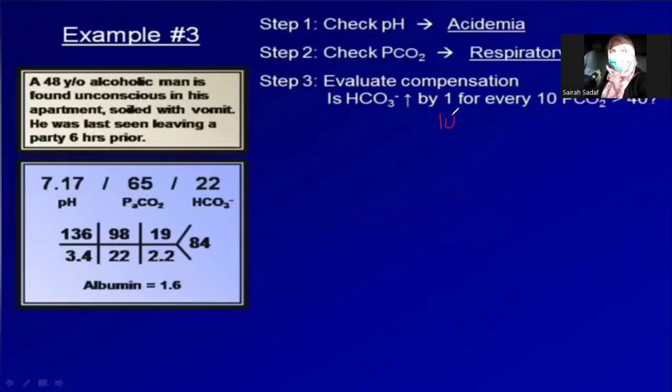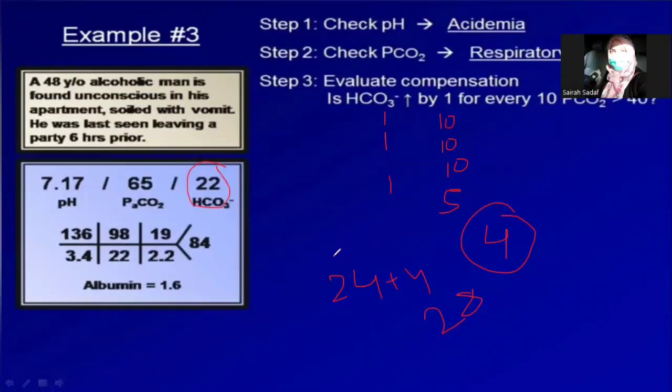Here the value is 65, which means it has risen 35 mmHg. So bicarb should rise 1, 1, 1, and 0.5. Let's say 1. Now, there should be an increase of bicarb by 4 millimoles. So the normal value of bicarb is 24. It should be 28. But patient is not having 28. Patient is having 22. It is less than the expected.